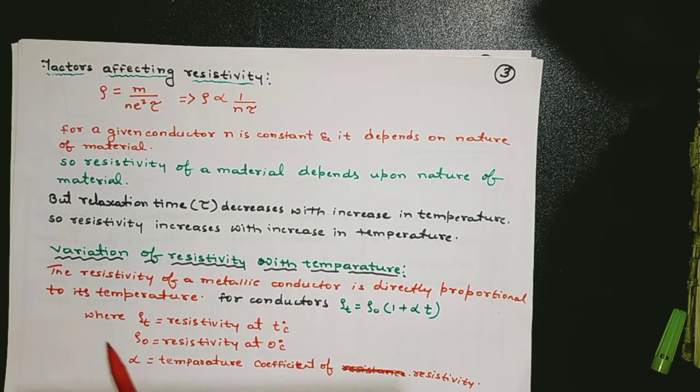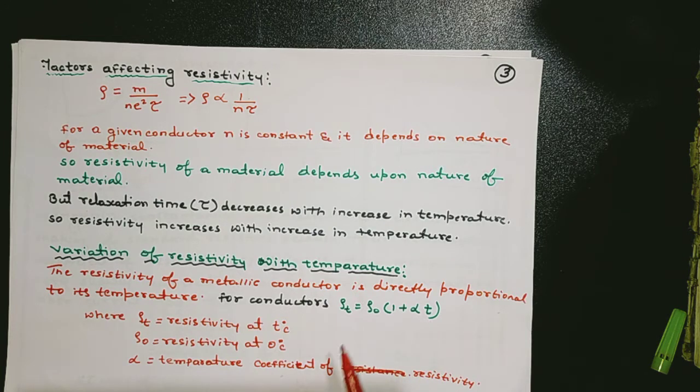How does the resistivity of a material vary with temperature? In fact, the resistivity of a conductor is directly proportional to temperature. As temperature increases, resistivity also increases. Just now we have learned, because relaxation time decreases. In fact, for a conductor we can represent resistivity as rho T is rho naught into 1 plus alpha T.